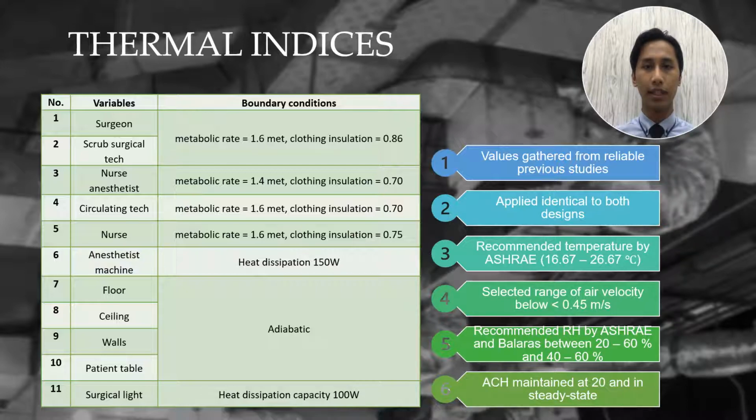The recommended relative humidity by ASHRAE and Balaras is between 20 to 60% and 40 to 60%. Hence, the relative humidity value used in this study is acceptable, while maintaining the air changes per hour at 20 in a steady state condition.